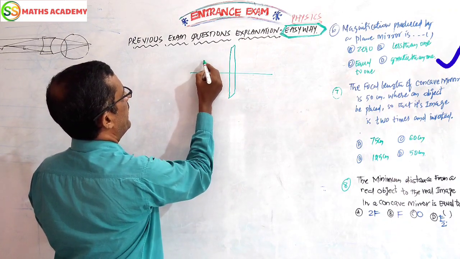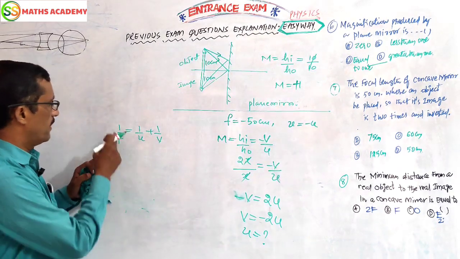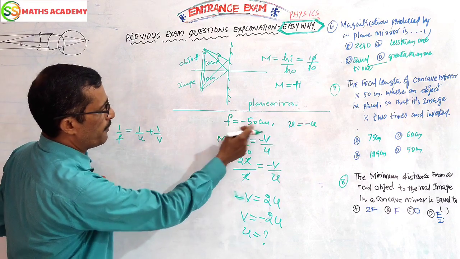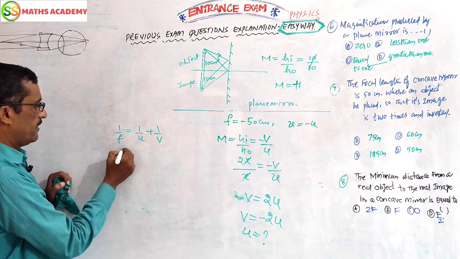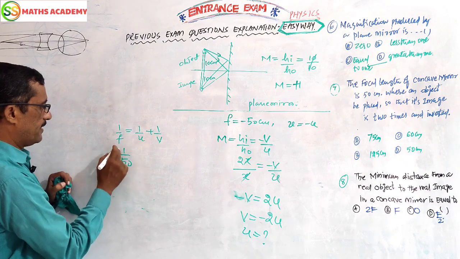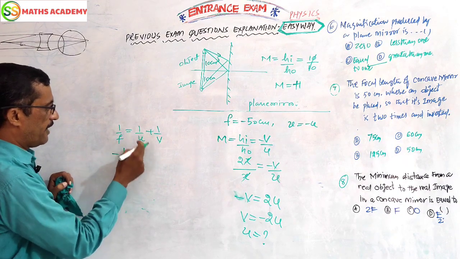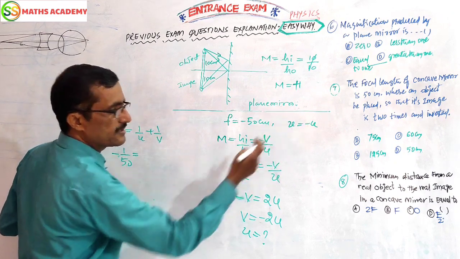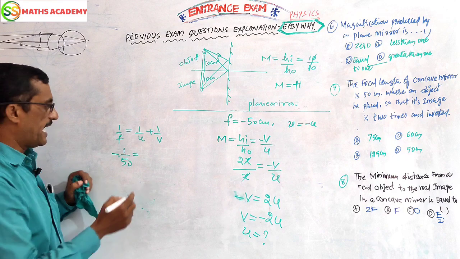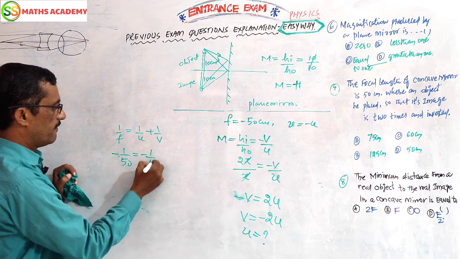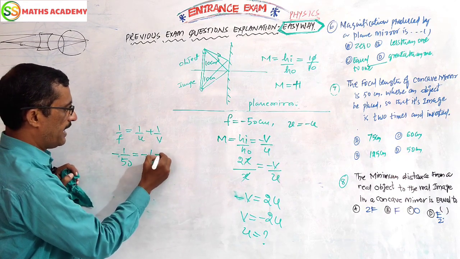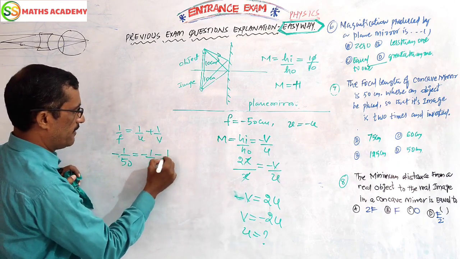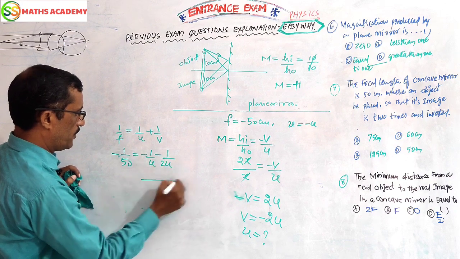Suppose when you take an object, right children, 1 by f equals 1 by u plus 1 by v. What is given? f equals minus 50. So we can write minus 1 by 50. And 1 by u, actually the object distance is taken as minus u according to sign convention. So you should write 1 by minus u plus, so here minus 2u coming. So you write 1 by 2u.